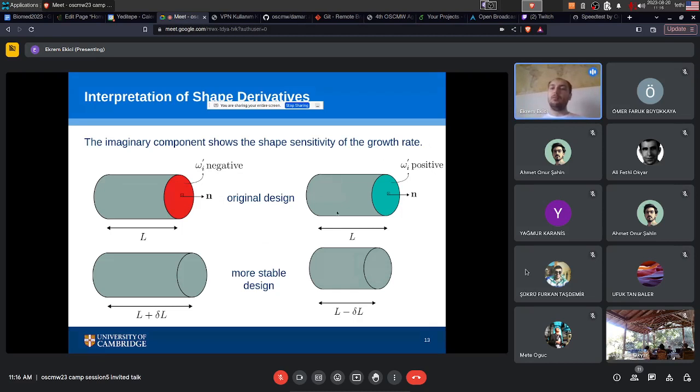But if I have a positive one, that means if I move that boundary in the normal direction, I am going to have an increased growth rate. So I need to make the pipe smaller. So I need to make the changes according to the signs of the shape derivatives, basically. It's very important.